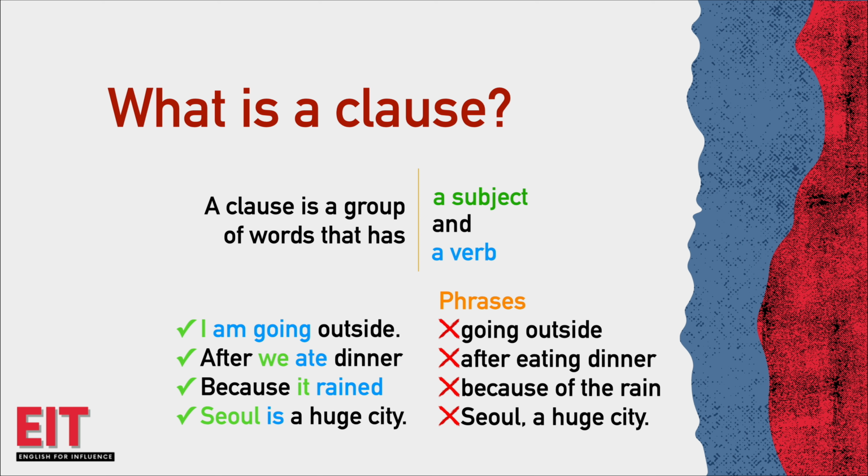So we have different kinds of phrases. We have prepositional phrases, like after eating dinner. We have gerund phrases and many more. I won't go into details, but later on we'll talk about that. Anyway, I just wanted you to see the difference between a clause and a phrase.